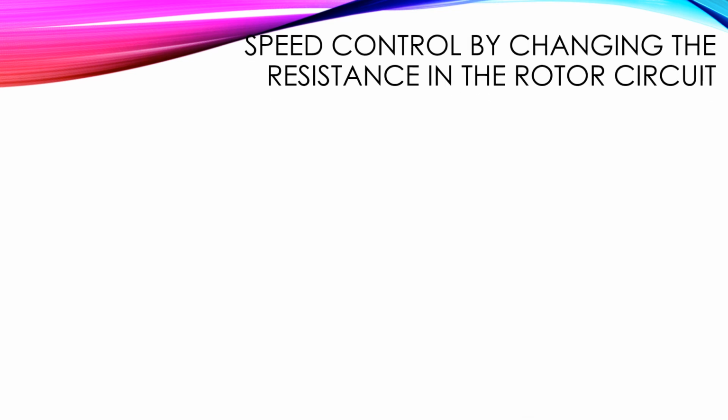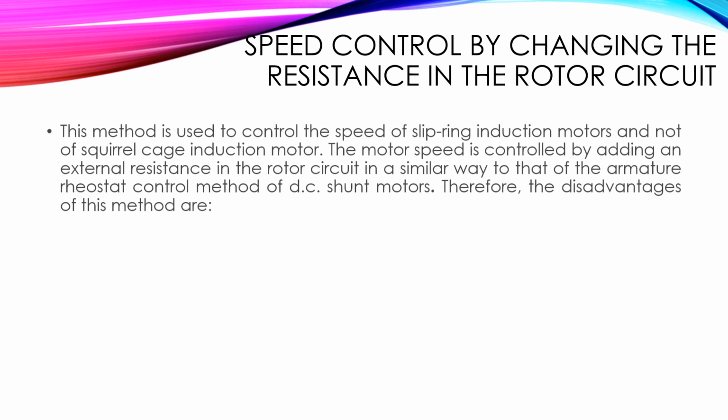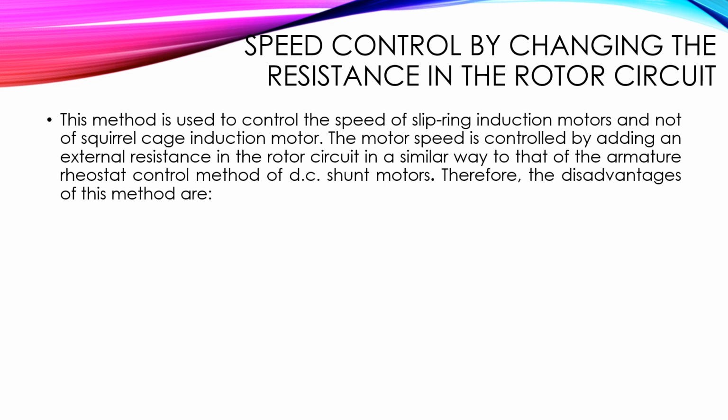Speed control by changing the resistance in the rotor circuit. This method is for slip ring induction motors only and not for squirrel cage induction motors. The motor speed is controlled by adding an external resistance in the rotor circuit, in a similar way to that of the armature rheostat control method of DC shunt motors.